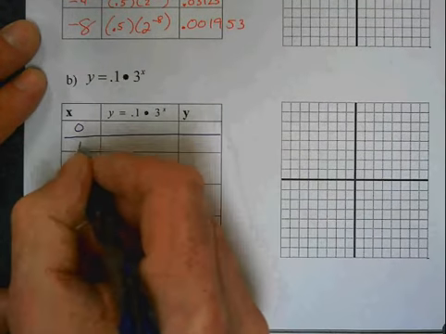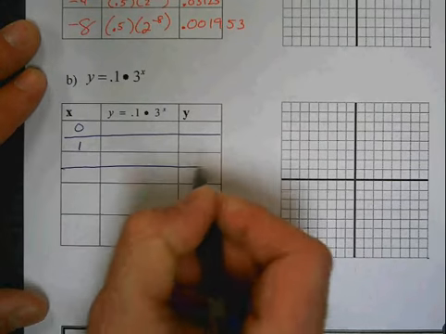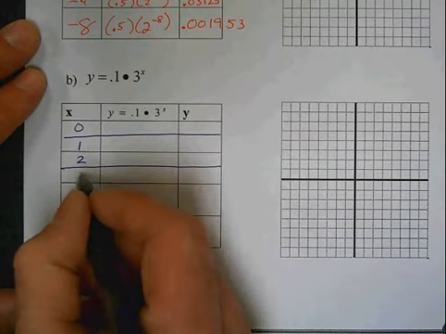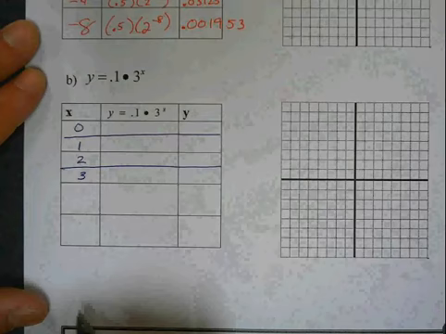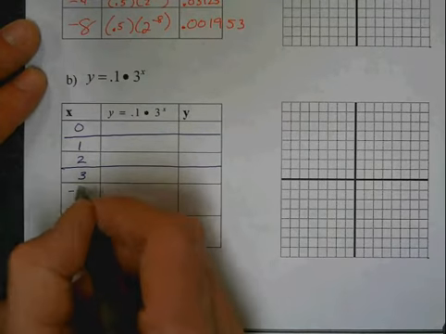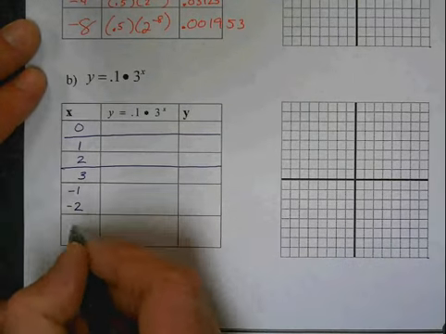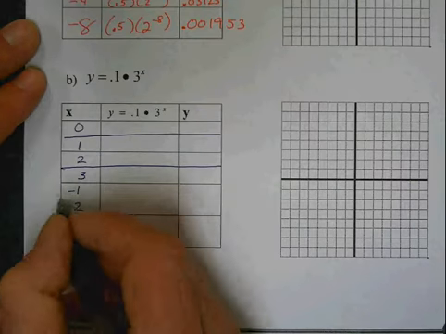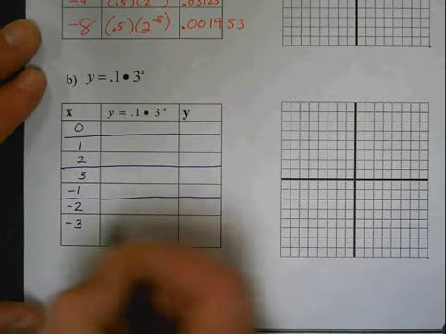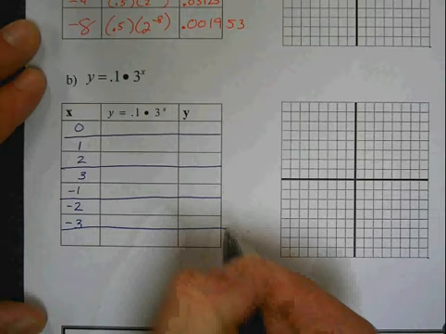Someone else try 1. Someone else try 2. Someone else try 3. Okay? Someone try negative 1. Someone try negative 2. Someone try negative 3. All right, so pick one of those. Don't just do the top one. And let's work them out.